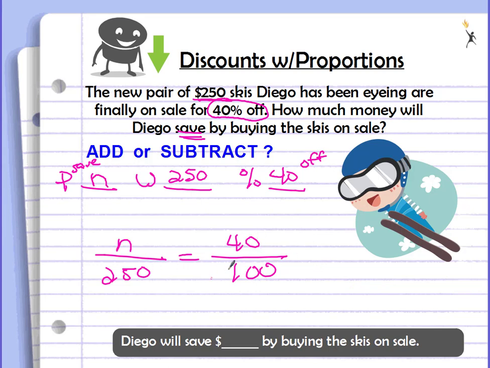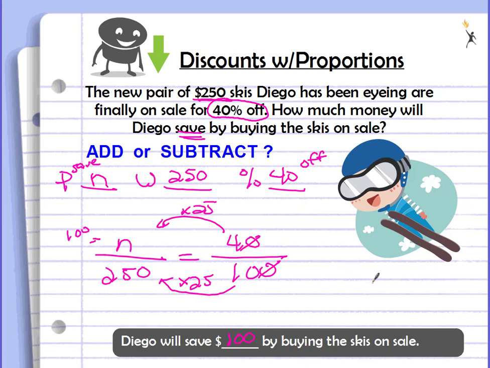Okay, cannot go from 100 to 250, so I'm going to have to simplify. I see that they both end in a 0, so I can cross off the zeros. Now I have a 10, and I can multiply 10 times 25 to make 250. So I'm going to multiply 4 times 25, and if you remember your quarters, that's going to give you 100. So this is the savings amount, $100. So Diego will save $100 by buying the skis on sale.